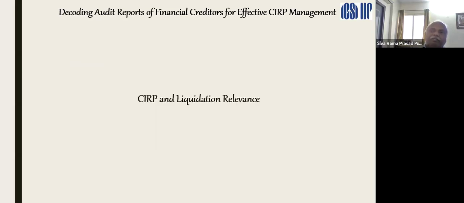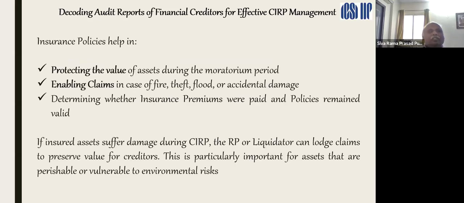CIRP and liquidation relevance. The insurance. Insurance policies help in protecting the value of the assets during the moratorium period, whether it is 180 or 270 or 330 days, till the finalization of a successful resolution applicant, enabling claims in case of fire, theft, flood, or accidental damage. Determining whether insurance policies were paid and the policies remained valid or not, that we have to look into.